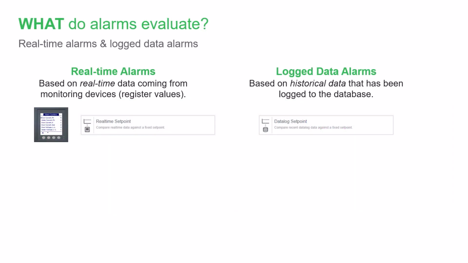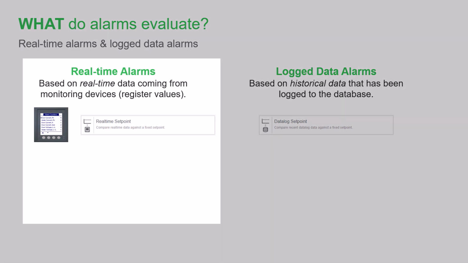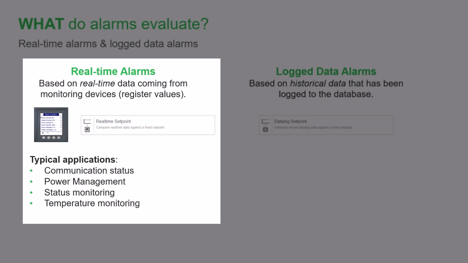Another classification is based on what is evaluated by the alarm rule. The first option is real-time alarms, which are based directly on the live data coming from monitoring devices. These are very useful for applications related to power management or status monitoring. They are also used to monitor the communication with connected devices or critical parameters that require immediate notification in case of abnormal value, such as temperature. Real-time alarms are available as both on-board device alarms and software alarms.